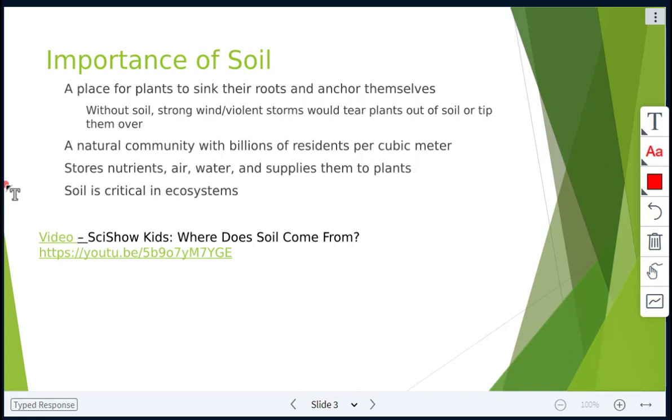So soil is critical in ecosystems. As we know, when we looked at food webs, plants are the base of food webs, right? So plants need that soil to survive and thrive. We'll just watch this quick video here on where soil comes from.